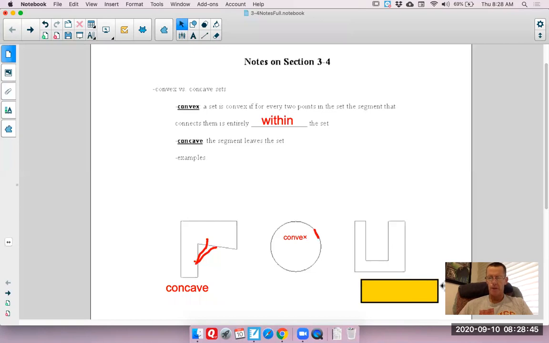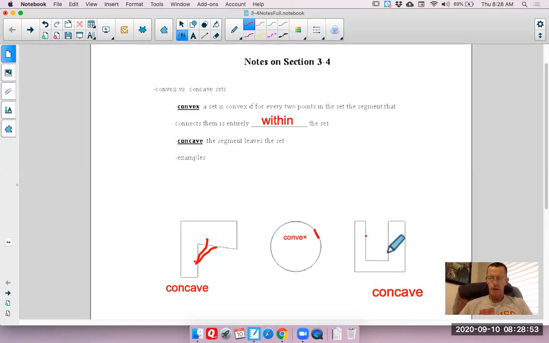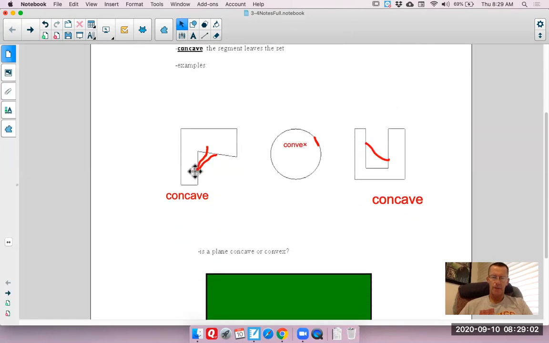All right, what about this one? What do you think? Hopefully you said concave. Obviously we could put a point here and a point here, and it's going to leave the region. So that's convex versus concave sets.